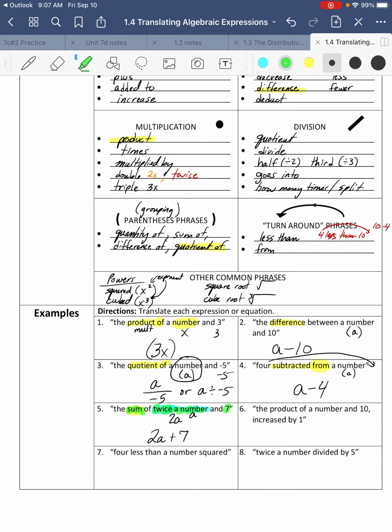So next one, product of a number and 10 increased by 1. So the product of a number, so again, any letter you want. If you want it to be G, you can make it G. And 10, so the product of a number and 10, so we're going to multiply those two together. So it's going to be 10 times G, or G times 10, 10G, and we're going to increase it. Increasing is addition. So add 1.